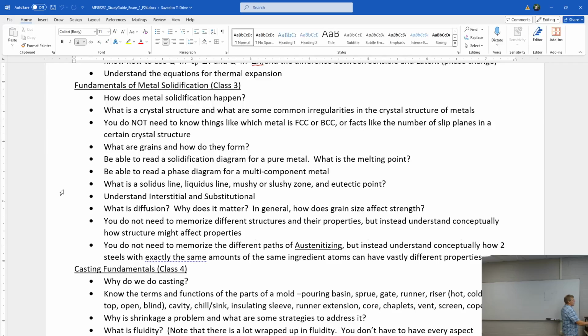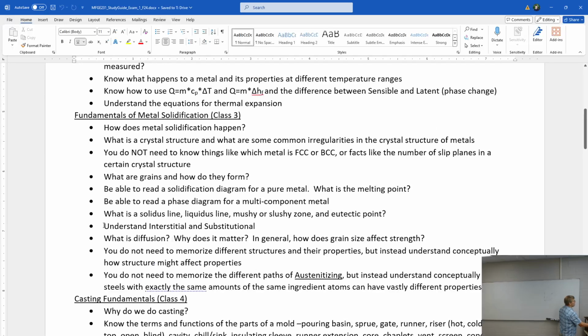All right. Yes. So, put it on the bullet point above where you are. What is sensible and latent?